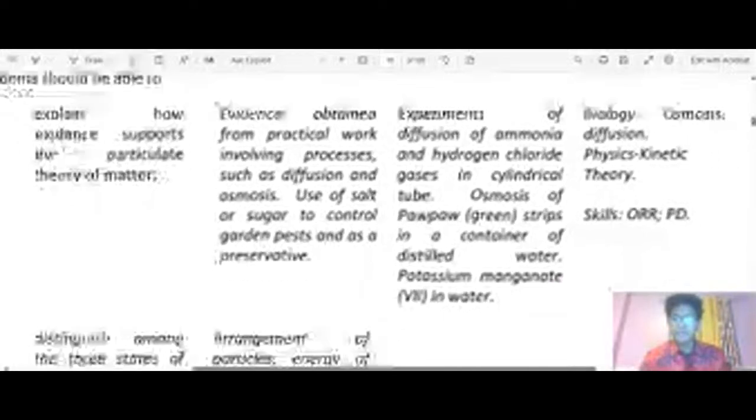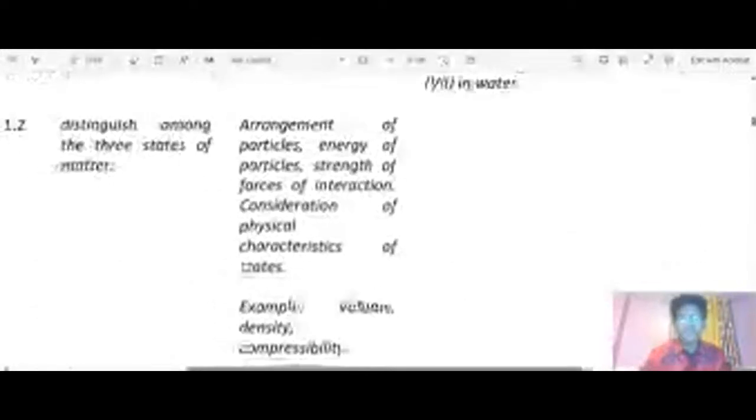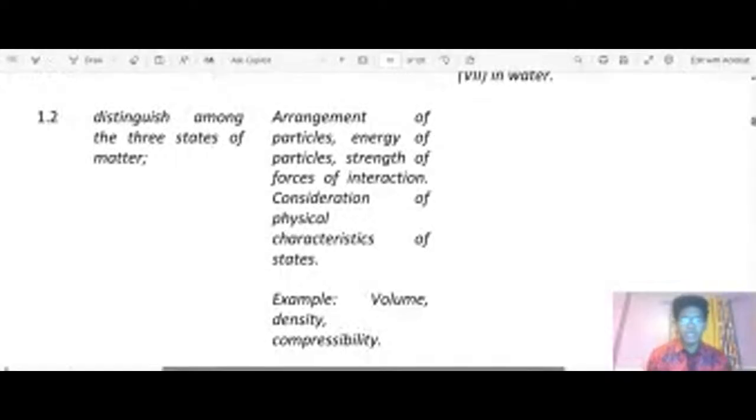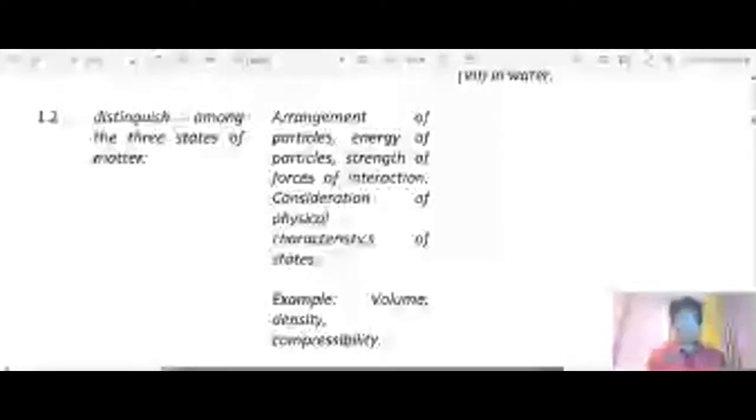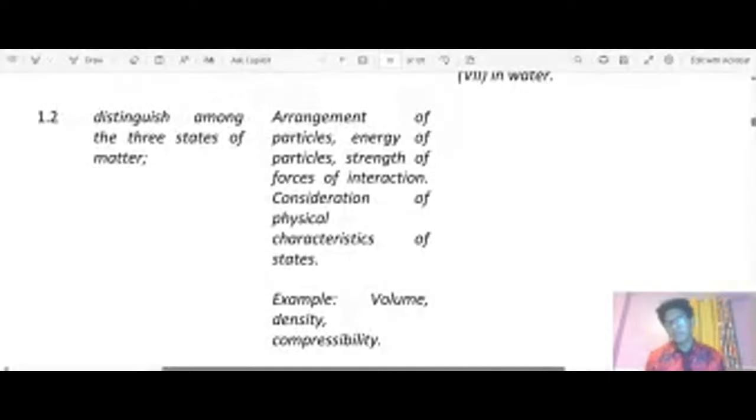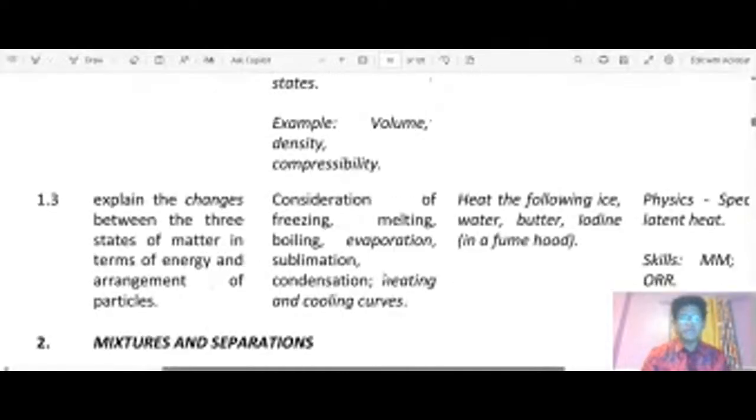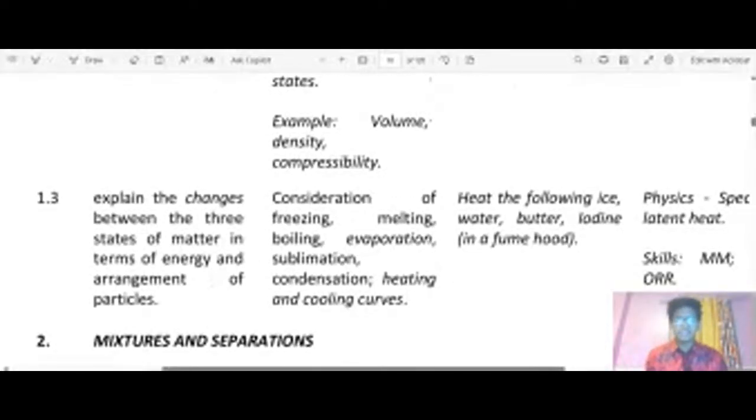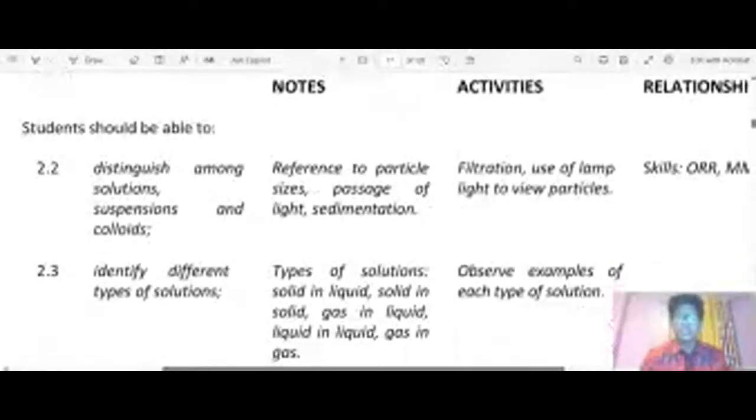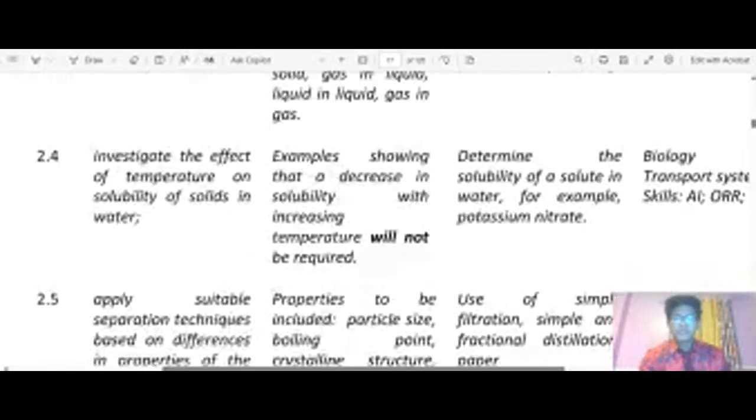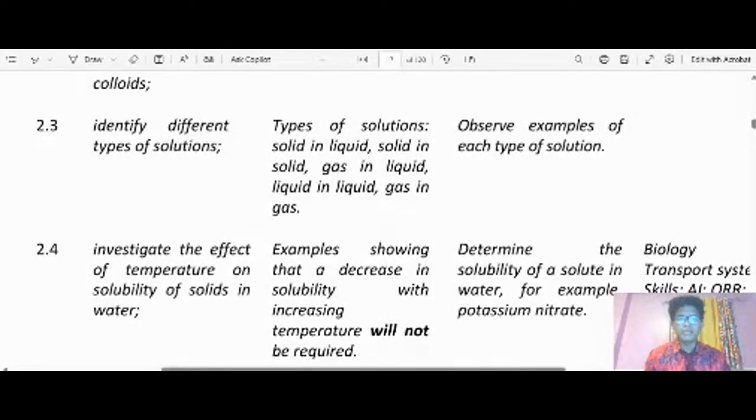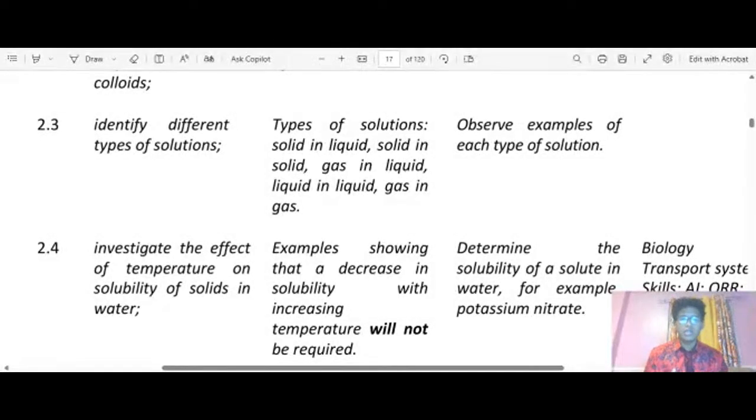So let's look at the arrangement of particles, strength of force of attraction, and consideration of physical characteristics of states. This is an example of volume, density, and compressibility, which are basic fundamental principles. Types of solutions: you should be able to identify the different types of solutions: solid and liquid, solid and gas, liquid and liquid, gas and gas.